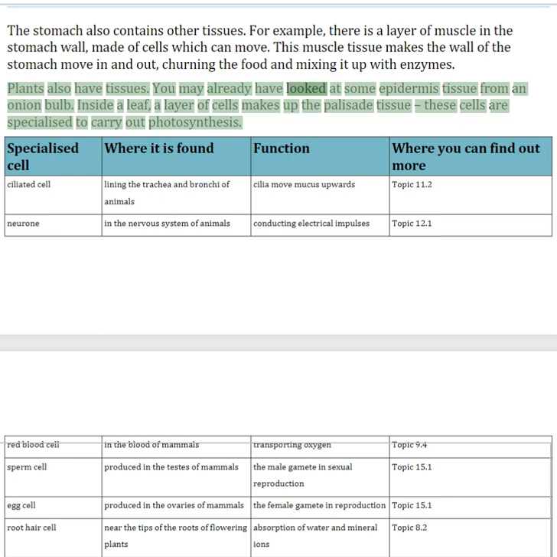You may already have looked at some epidermis tissue from an onion bulb. Inside a leaf, a layer of cells makes up the palisade tissue. These cells are specialized to carry out photosynthesis.